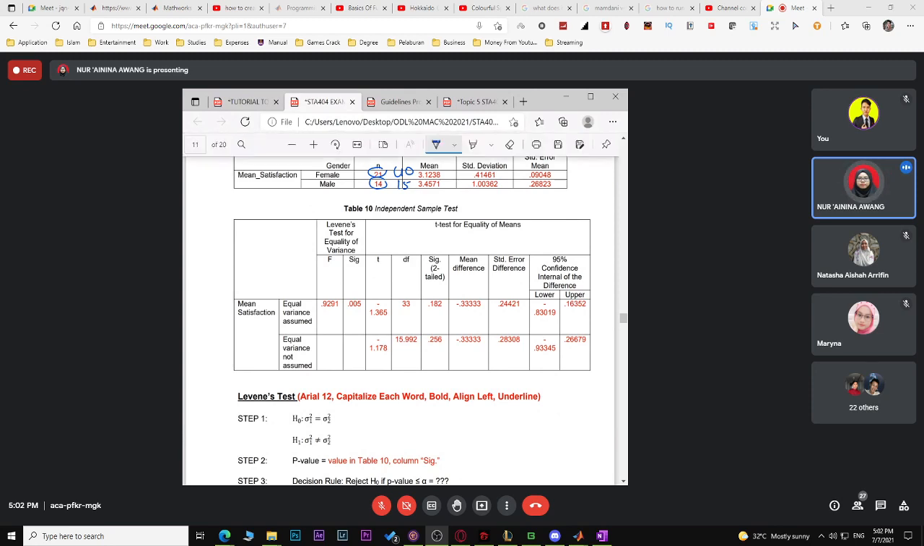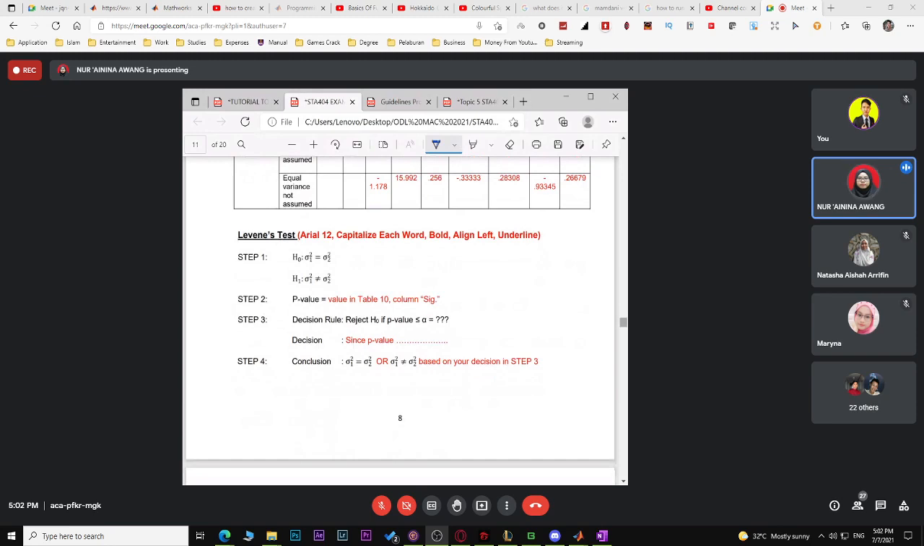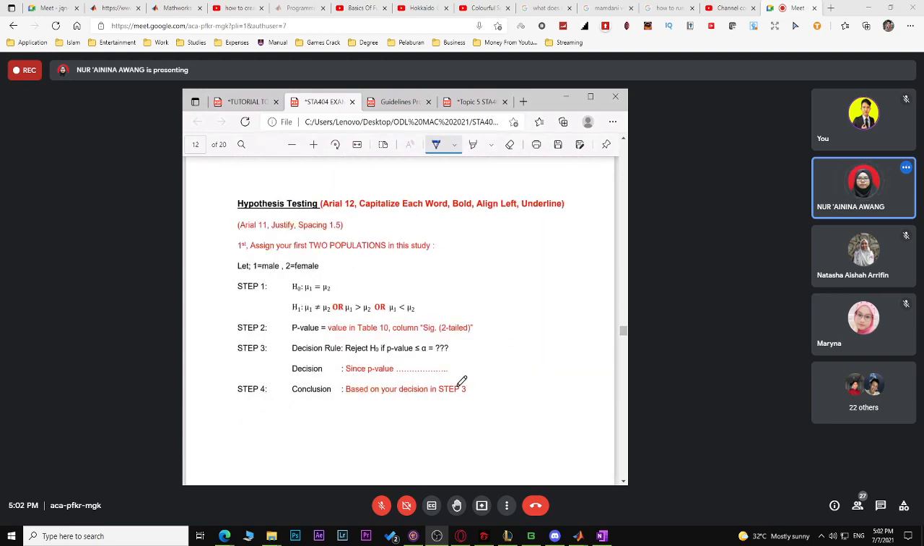Okay, you test for the Levene test, sama ada equal or unequal variance. So nanti you akan dapat equal ke unequal. So untuk population mean, so you akan refer lah case dia yang mana satu. Okay, so ini adalah untuk independent sample test.